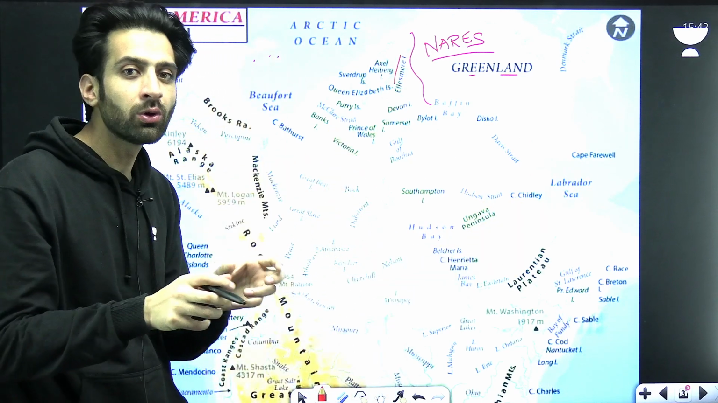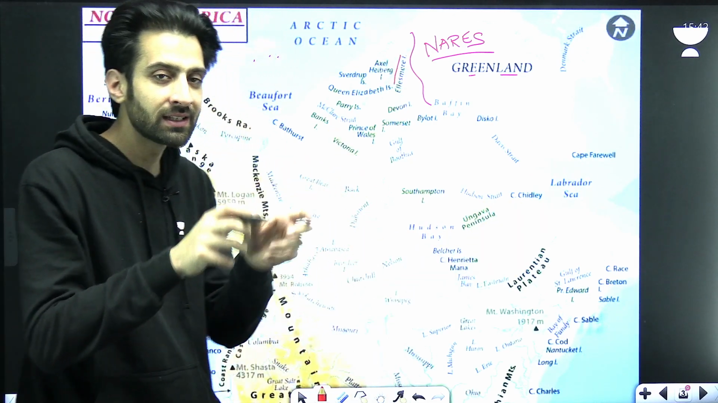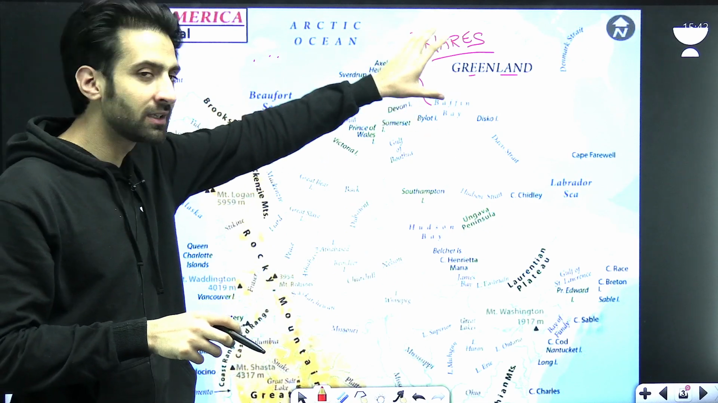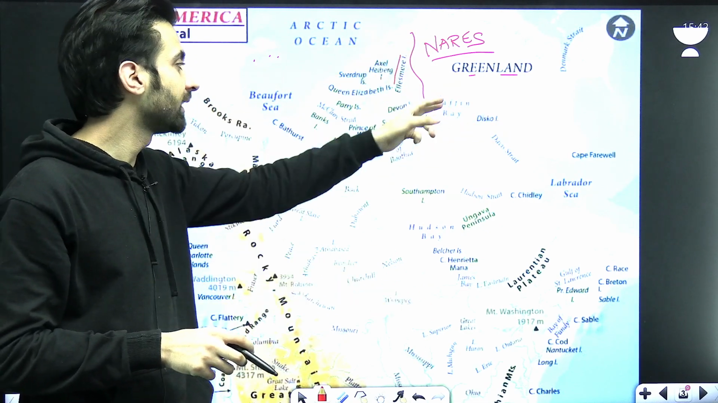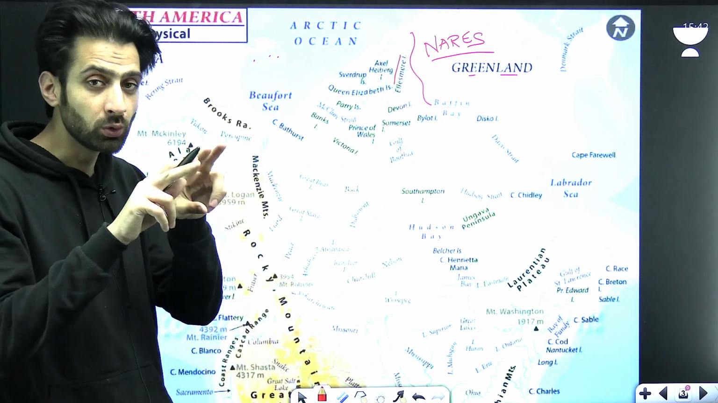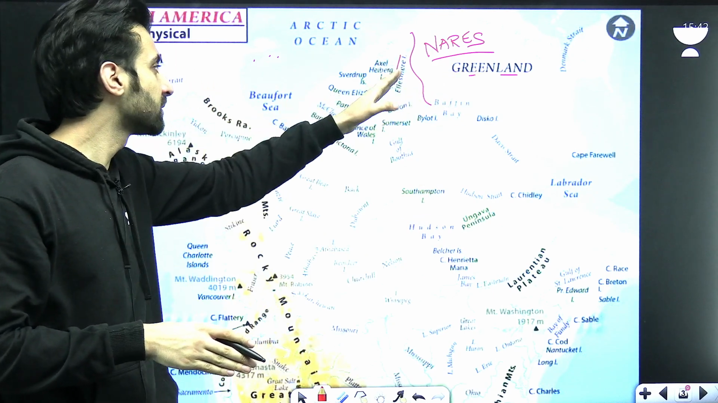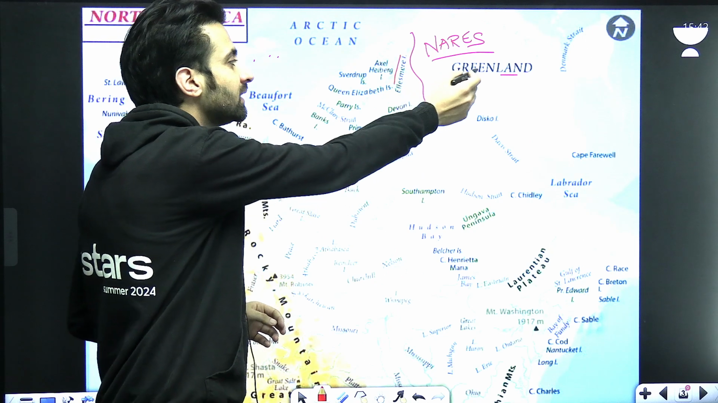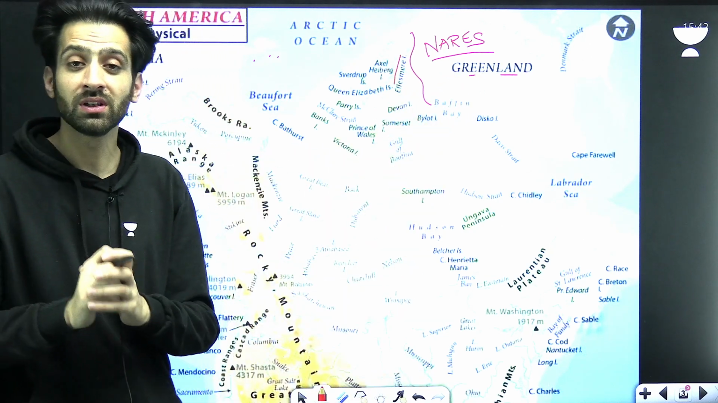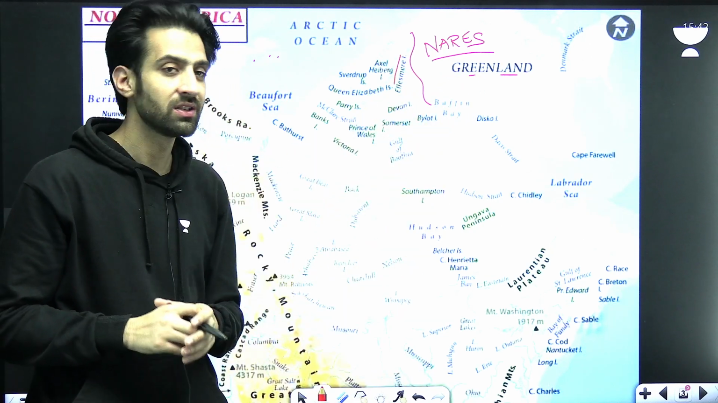So, you should make 3 columns in your copy and then note it down. The two water bodies connected by Nares Strait are the Arctic Ocean and Baffin Bay. After that, the two land masses that are getting separated because of this strait are Greenland and Ellesmere Island. This is Ellesmere Island, and then we have Greenland. So this is the first strait, Nares Strait.